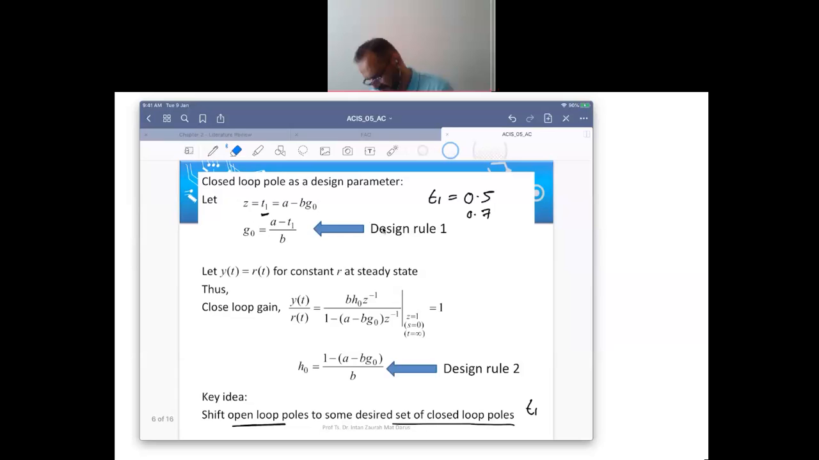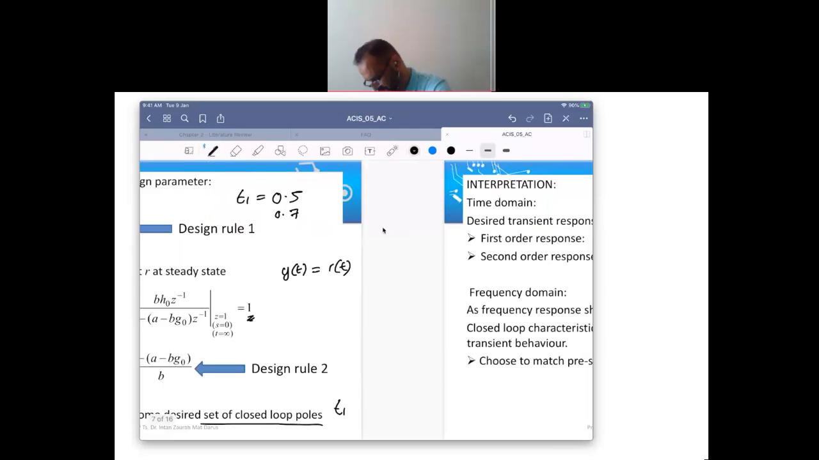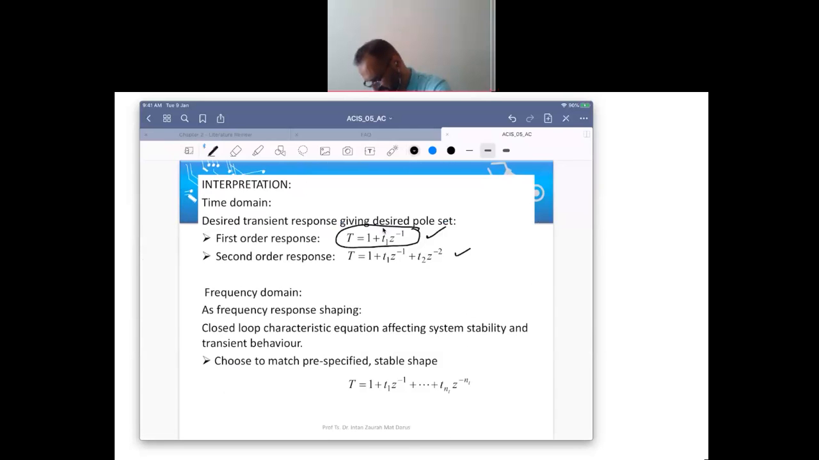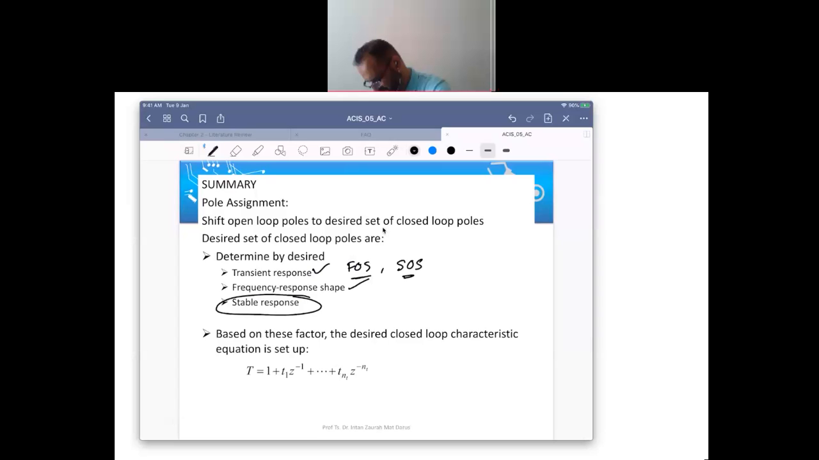Right, and then design rule number 2 here is that we want the response to have y(t) over r(t) equals 1, which means y(t) is equal to r(t). When we have output equal to the reference, it means the system has steady state error of 0. So this is why we have those design rules. Using these two design rules, we have designed the system so that it is stable, and at the same time steady state error is 0. That's all for the first class last time.